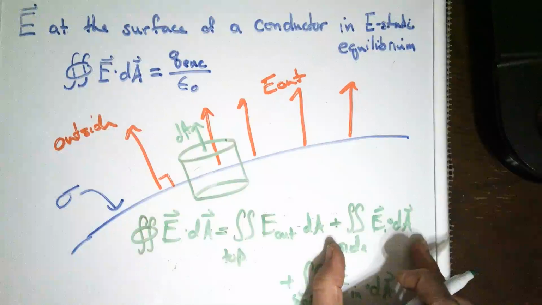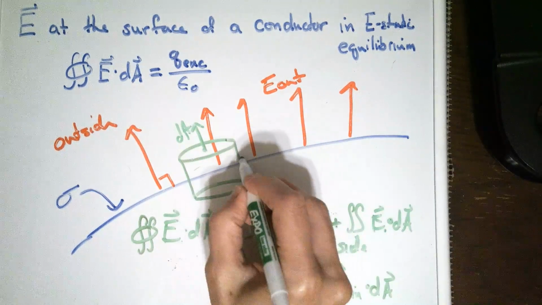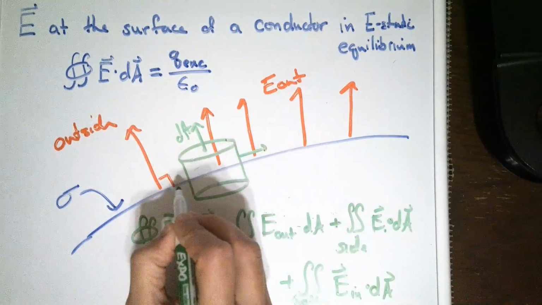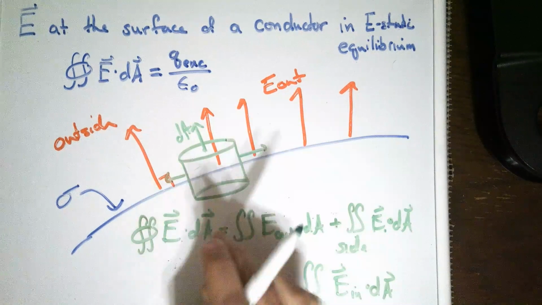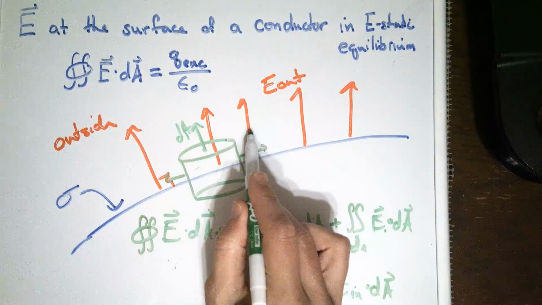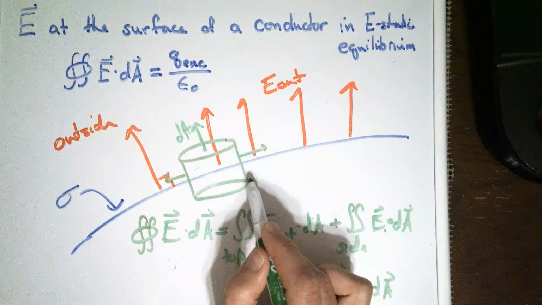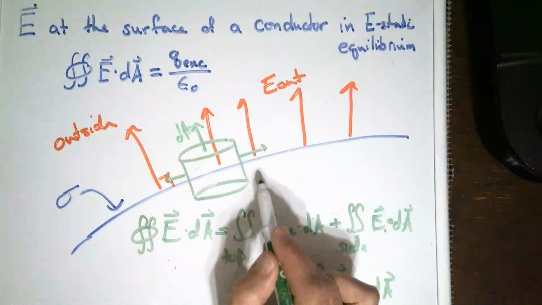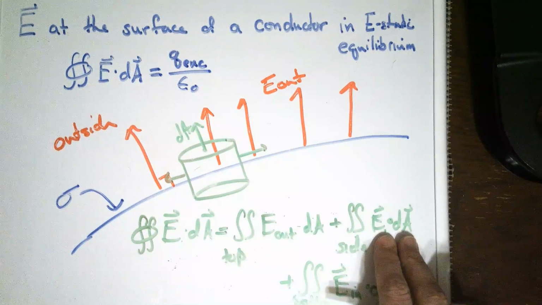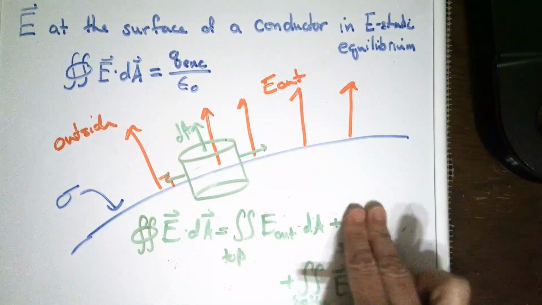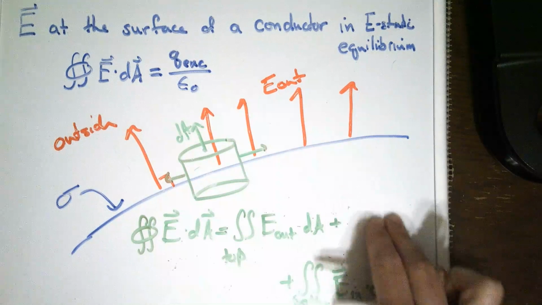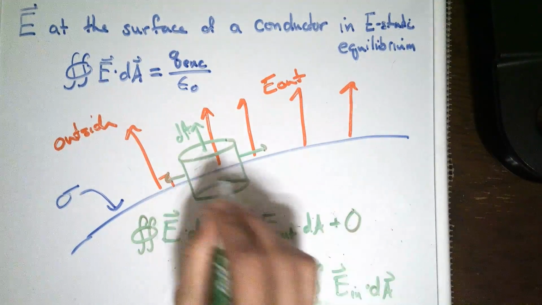Let's go to the side now. Well, now dA points off this way, or, if we're over here, off this way. And those two are perpendicular to the electric field, at least on the top. And when they're inside the conductor, there is no electric field. So in either case, this is going to be 0. So that whole integral becomes 0. It's a plus 0 on the side.